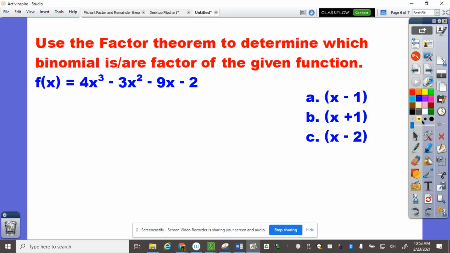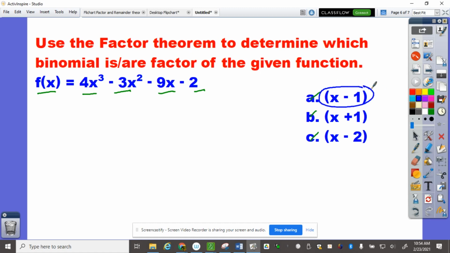Okay, so let's go ahead here. Let's use this example. Use the factor theorem to determine which binomial is or are factors of the given function. So I have here f of x, 4x cubed minus 3x squared minus 9x minus 2. Which among these three choices here possibly could be a factor of the given function? We will use the factor theorem to determine that, and we're going to use the concept of synthetic division or remainder theorem to know the answer. Okay, we'll do both.